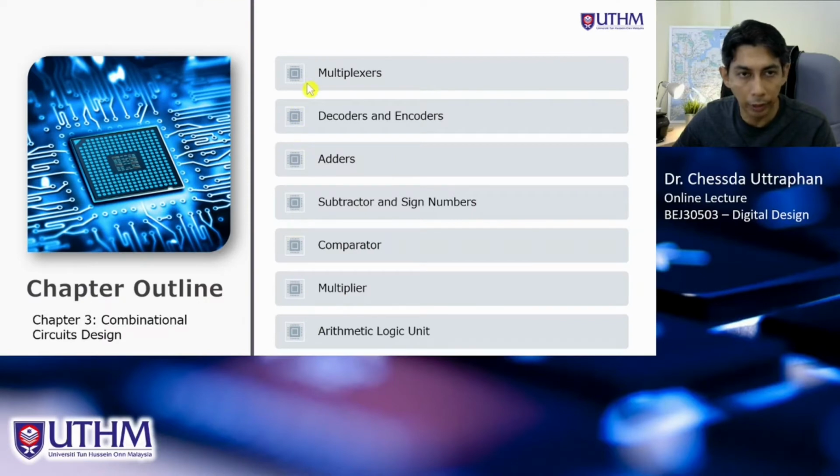So in this chapter, the first one is the multiplexer, right? It has been introduced to you before, but we will look in detail at the variations of multiplexer and how we write the code to describe the multiplexer. And we will look at decoder and encoder, a very important circuit in digital hardware as well.